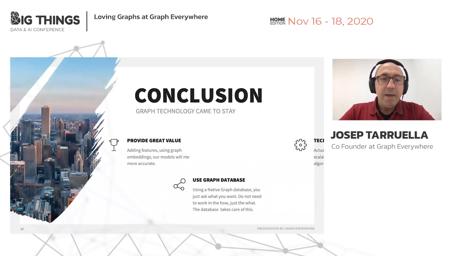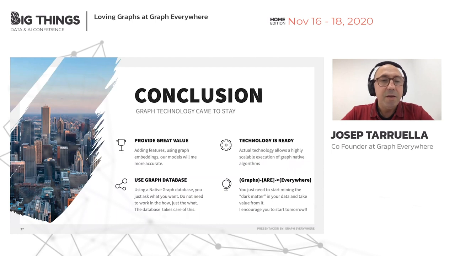To conclude, I would say that graphs and graph technology came here to stay. So we encourage you to use it. Why are they here to stay? Because they provide great value. Adding these features, using graph embeddings, and understanding the shape of the data in terms of the topology of these relationships that are closer to each element, brings value to the accuracy of the models. The technology is ready. The technology is capable of managing huge volumes, highly scalable. So we can handle things that a couple of years ago were impossible to think of.